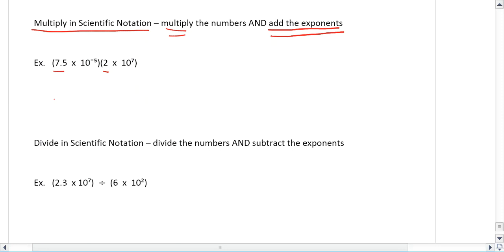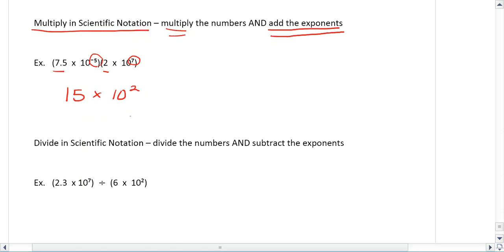So we have to take 7.5 and multiply it by 2. When I did that, I got 15 times 10, and now I need to figure out this exponent. So I have a negative 5, and I'm going to add to that a positive 7. So I get 10 to the second power.